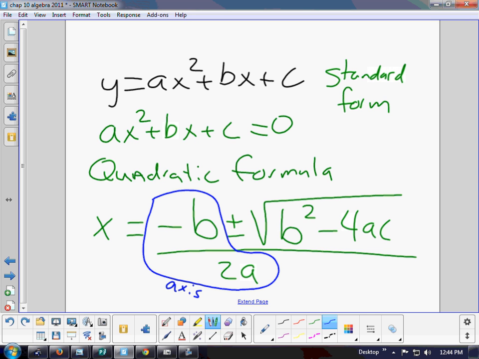So on Thursday, you're not going to be able to come up and say, Miss, whoever's here, we don't want to use names, what's the quadratic formula? No, we're not going to do that.